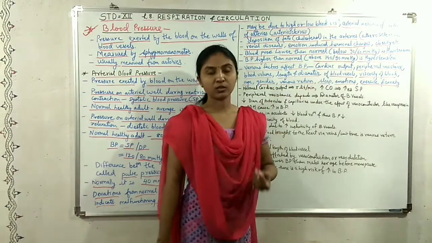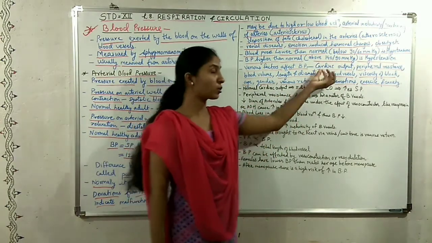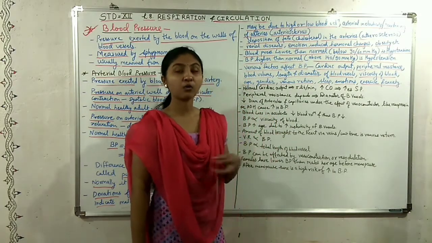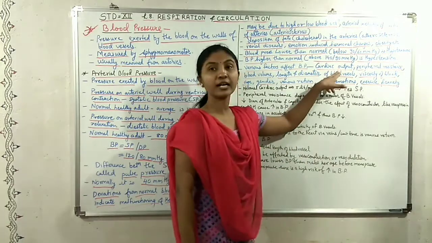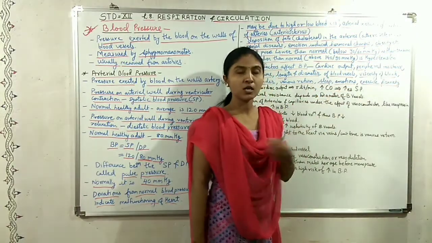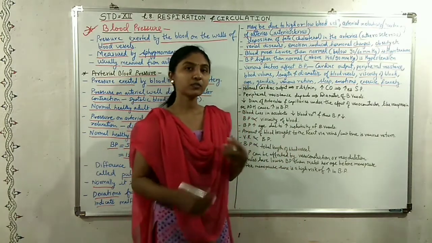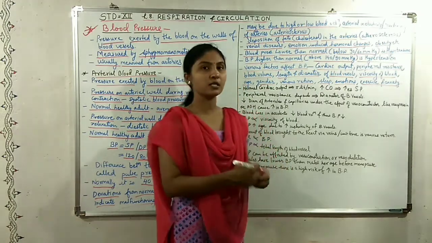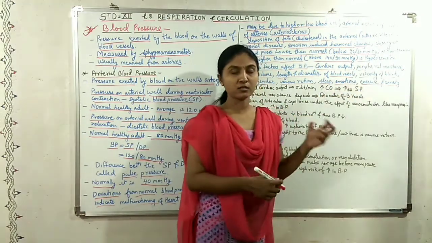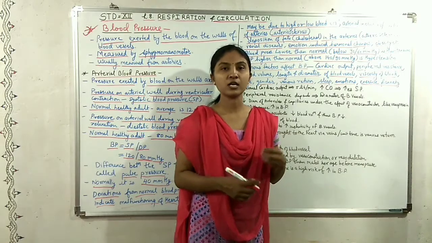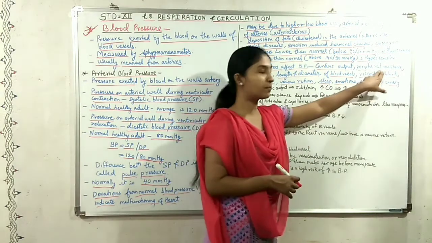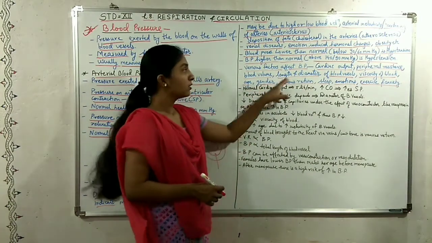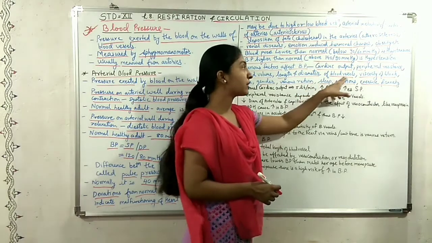Cardiac output is the total volume of blood which is pumped out of the heart per minute. Peripheral resistance is the resistance which is faced by the blood while flowing through the blood vessels. The periphery of the blood vessels resists the blood flow, and that is the peripheral resistance. Then there are blood volume, and the length and the diameter of the blood vessels.